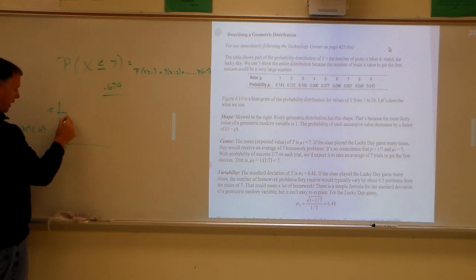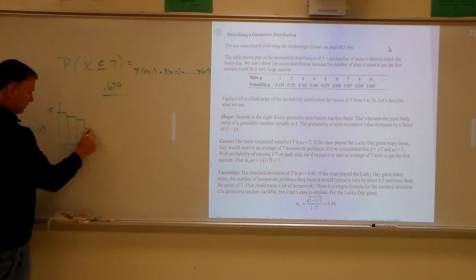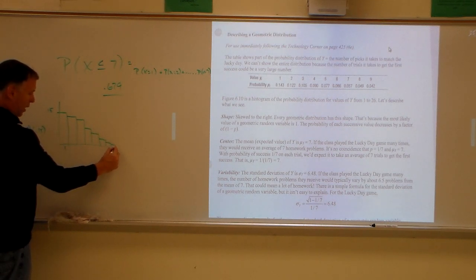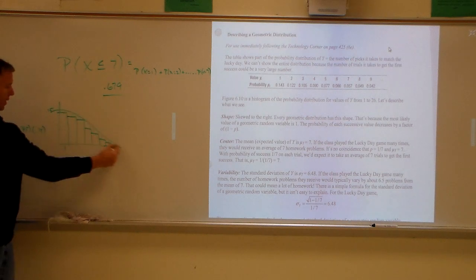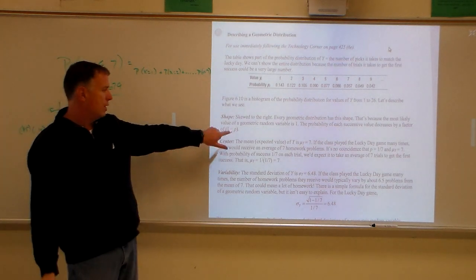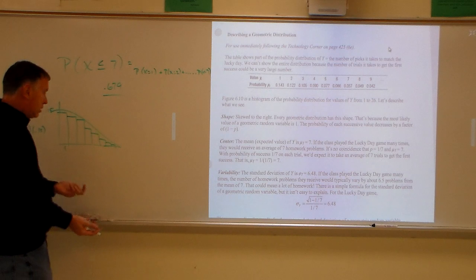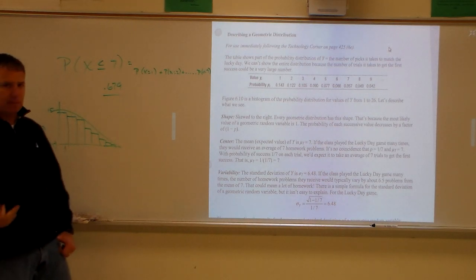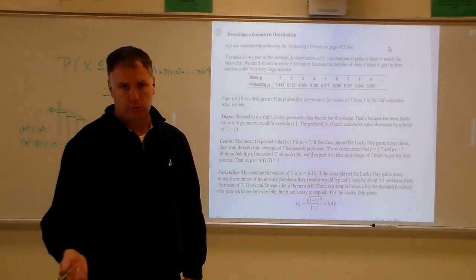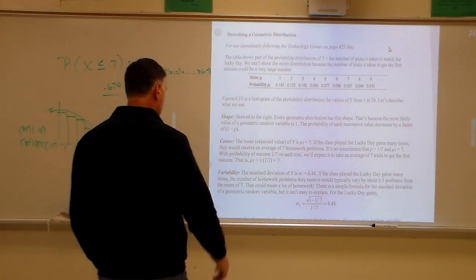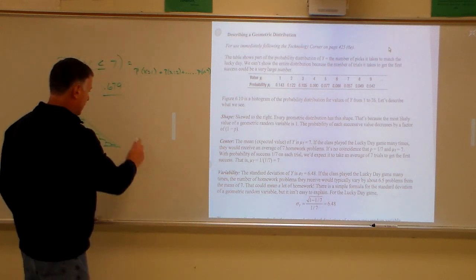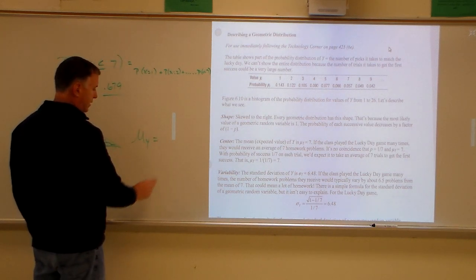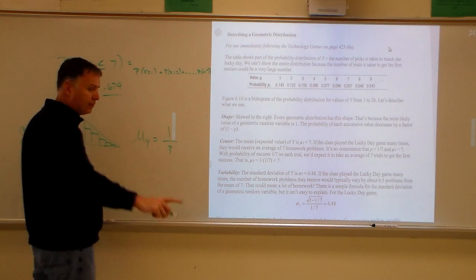So these are going to go down, no matter how you do that distribution. So it's always going to be skewed to the right. The shape is always skewed to the right, because you're multiplying by a fraction each time. The next one will be 0.85 times 0.85 times 0.15. When you multiply by a number less than 1, the math tells you it's going to go down each time. So it's skewed to the right. The center, the mean, is 1 divided by the probability. We've talked about that already.